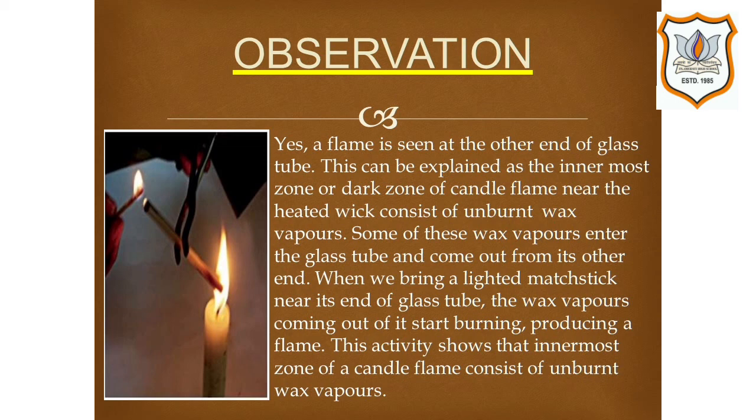This can be explained as the innermost zone or the dark zone of the candle flame near the heated wick consists of unburnt wax vapors. Some of these wax vapors enter the glass tube and come out from its other end. When we bring a lighted matchstick near the end of the glass tube, the wax vapors coming out of it start burning, producing a flame. This activity shows that the innermost zone of a candle flame consists of unburnt wax vapors.